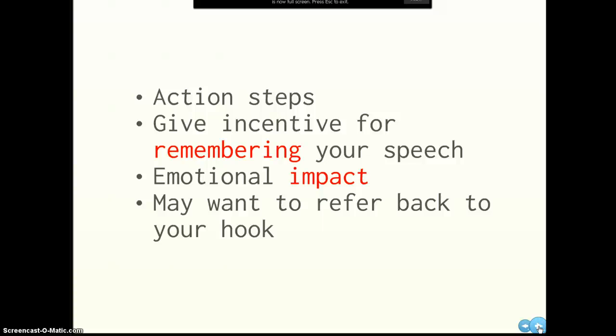Okay, that's the basic components of a speech. Next lesson we'll talk about the components of an outline, which is a little bit different than a speech. We'll talk about that in a separate lesson. So till then, we'll see you later.